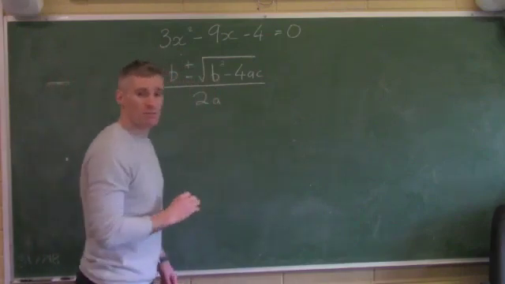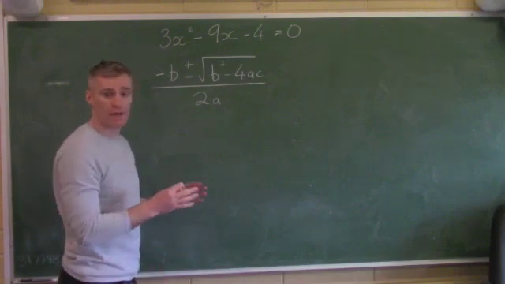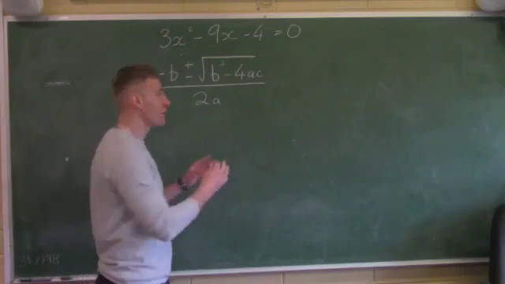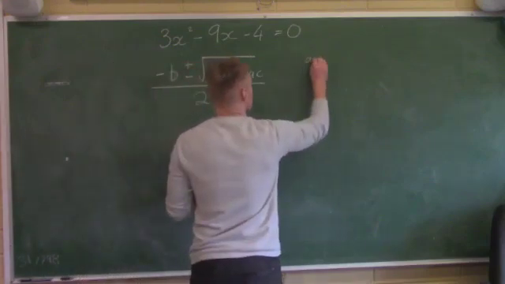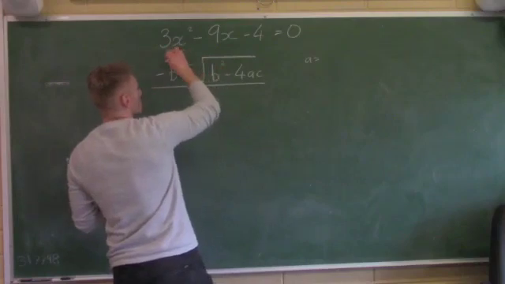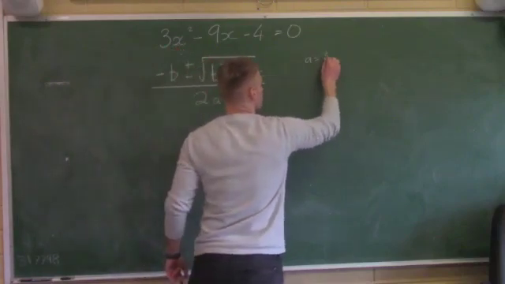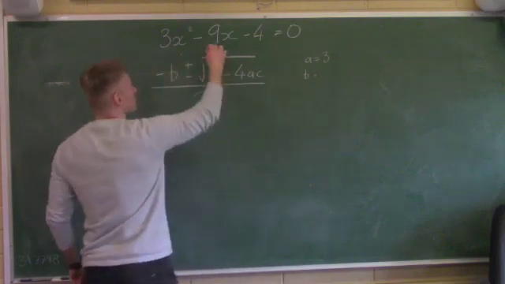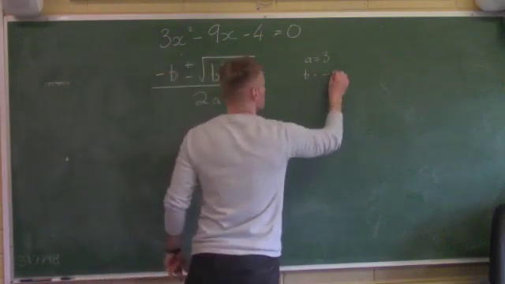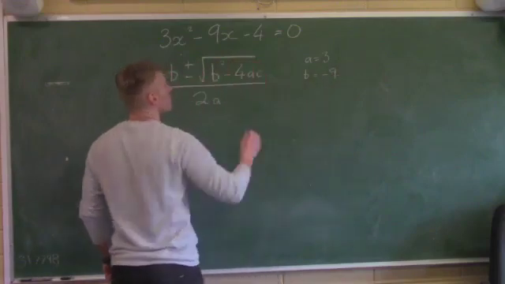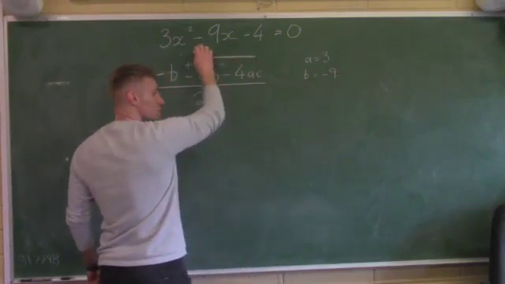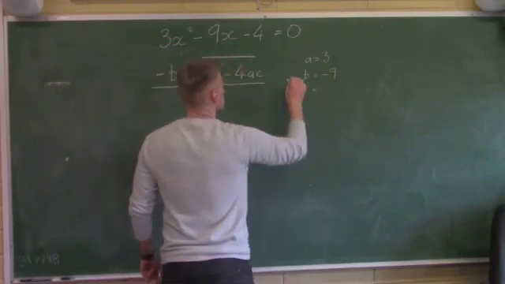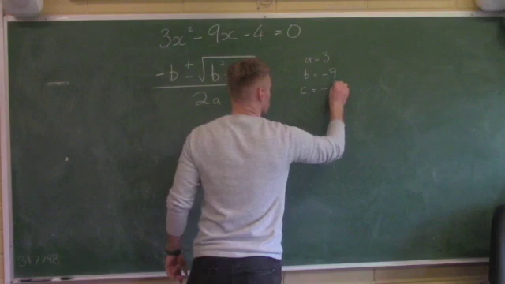Now, it's important for us to do this just so we don't make any mistakes. And we do get marks for it, so please don't skip this part. Write out over here what a is. A is the number in front of x squared, so a is 3. B is the number in front of x, so b is minus 9. Be careful now that it is minus 9 to the right and not just 9. And c is then the number on its own, minus 4.